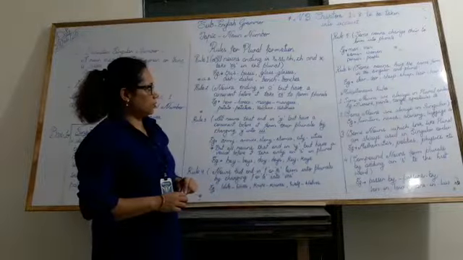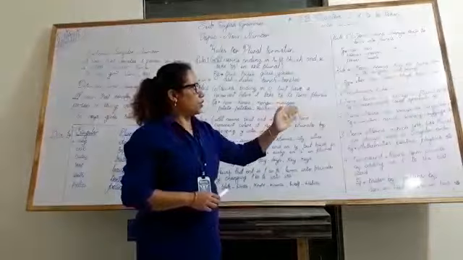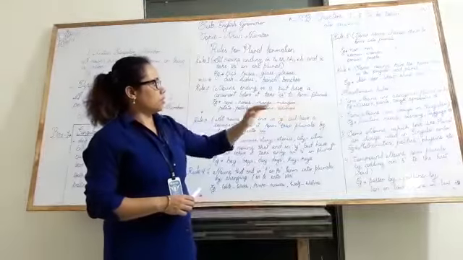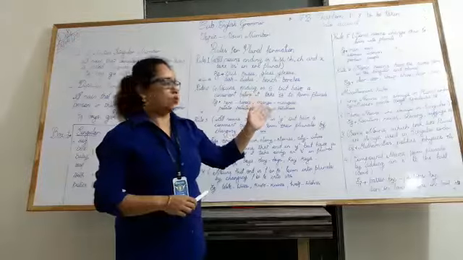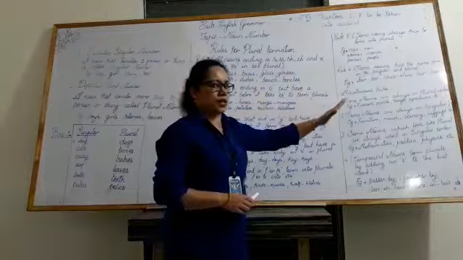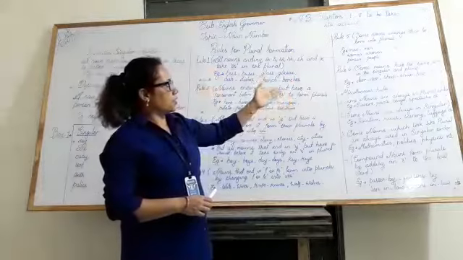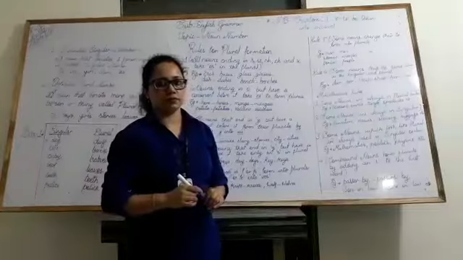For example, deer, sheep, hair. Deer and deer will be the same in both the orders, and sheep and sheep will again be the same. That is, singular and plural will be the same.